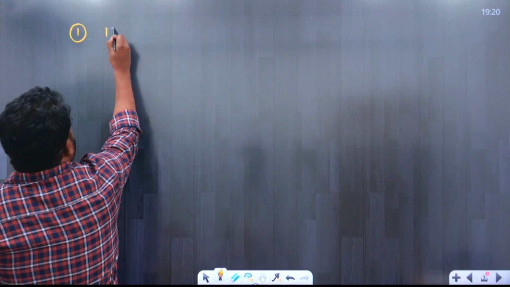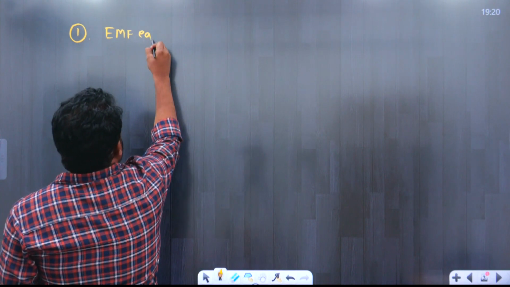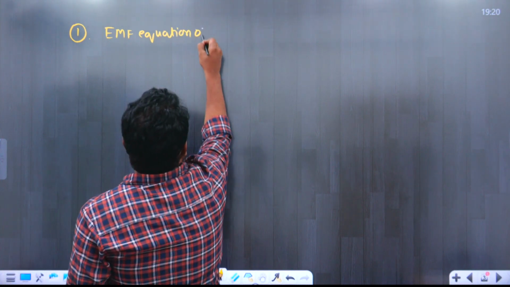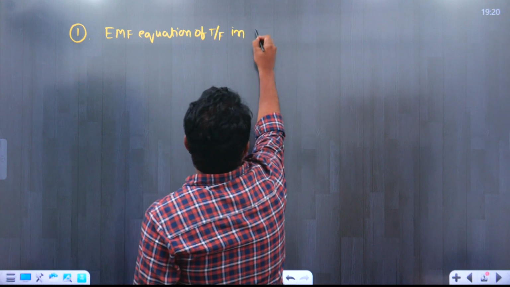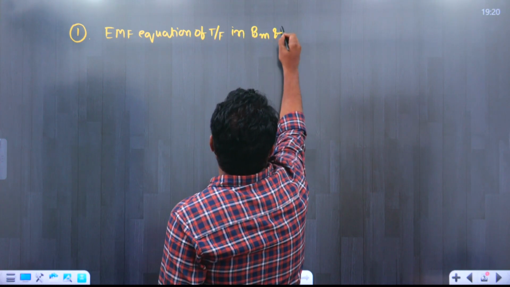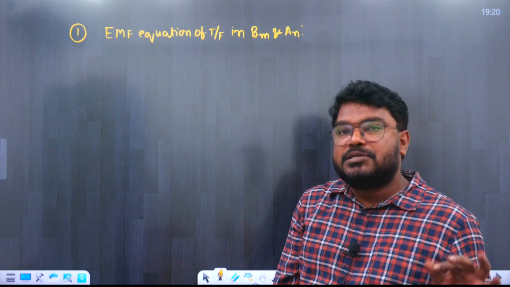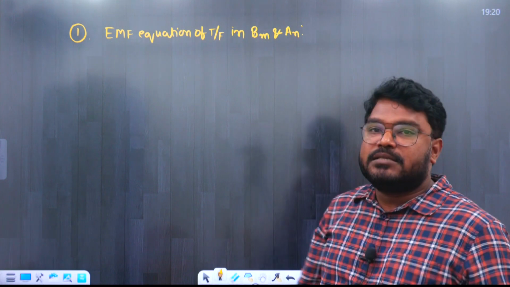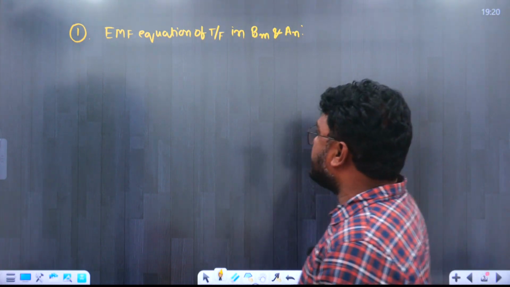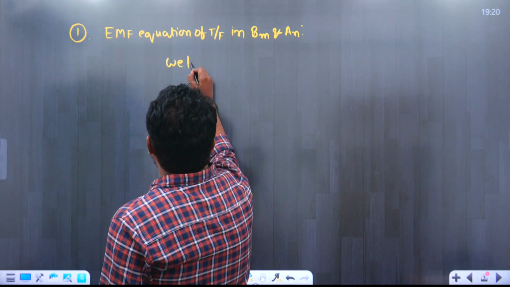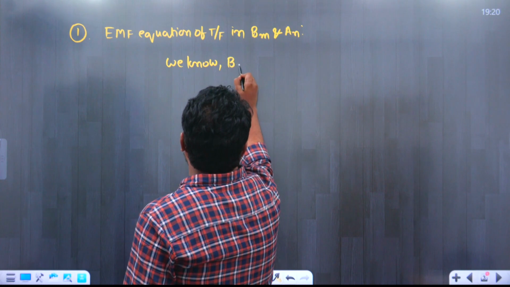One of the questions, the first point in the EMF equation: the EMF equation of the transformer in terms of the flux density and the net cross-sectional area. That is, the EMF equation in terms of the flux density of the core and the net cross-sectional area of the transformer core, where Bm is the maximum flux density of the core and An is the net cross-sectional area of the transformer core.